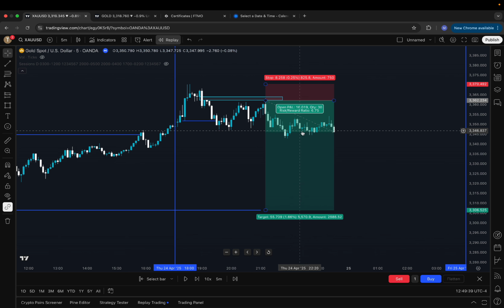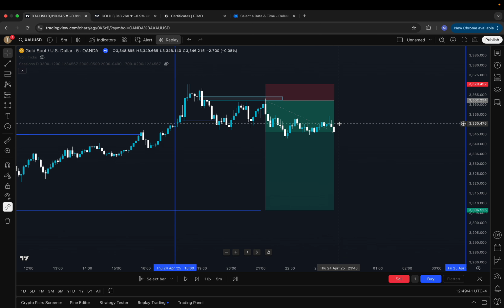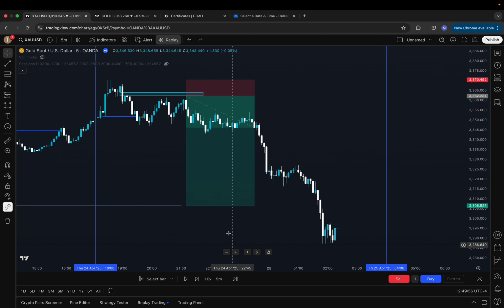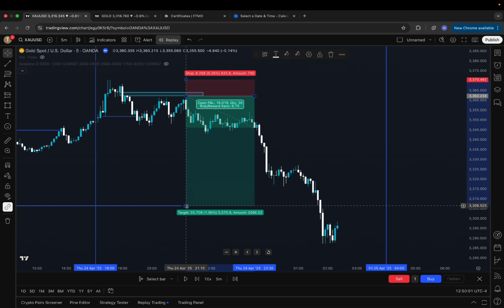Like I mentioned before, we're going to consolidate quite a bit. The reason being, we are overlapping with a recession, which tends to happen. We get a lot of consolidation, the reason being we are obviously in low volatility. But as you guys can see, we did end up hitting take profit and price continued to drop.